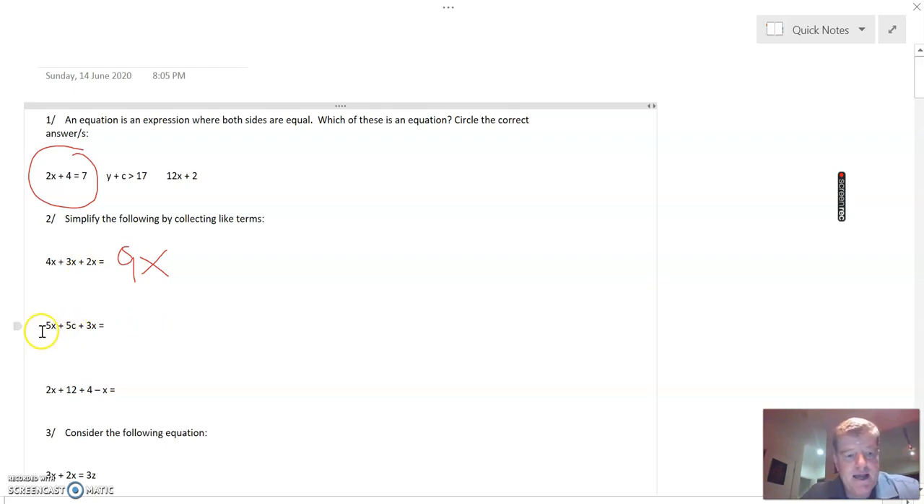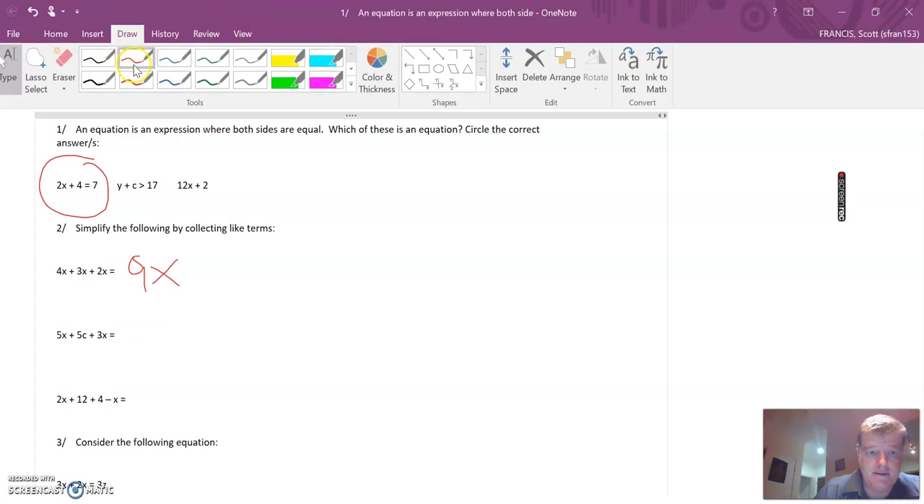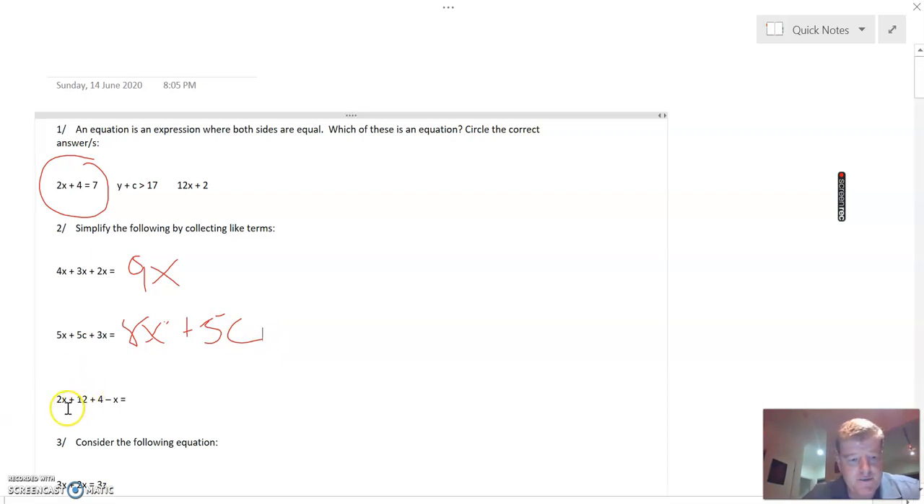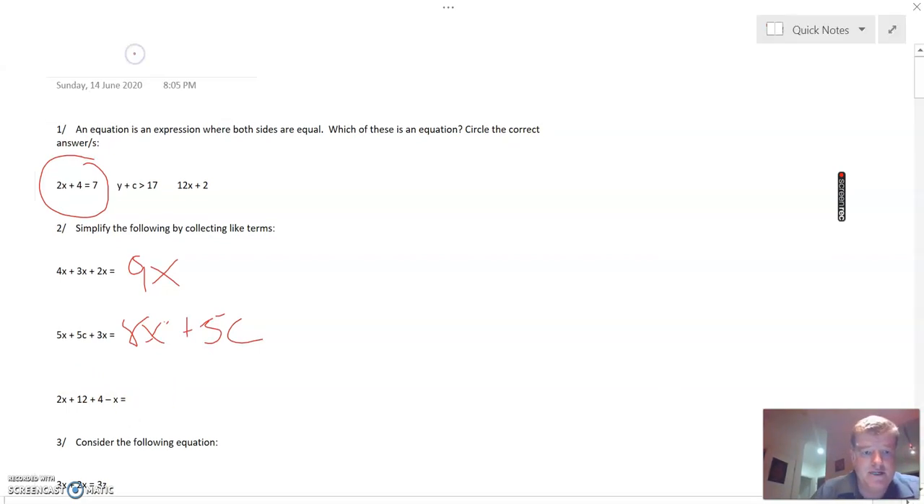Next one. We can't add an x and a c together, but we can add the 5x and the 3x together. So the 5x and the 3x, that's going to give us 8x plus 5c is going to be our answer there. So for the next one, we've got a couple of like terms. We can add the x's together. So 2x minus x is going to leave us with 1x, which we just write as x, plus 12 plus 4 is going to be plus 16. They're the answers for the second one.